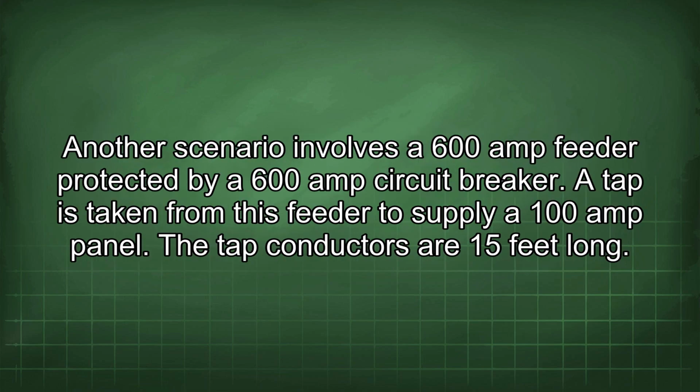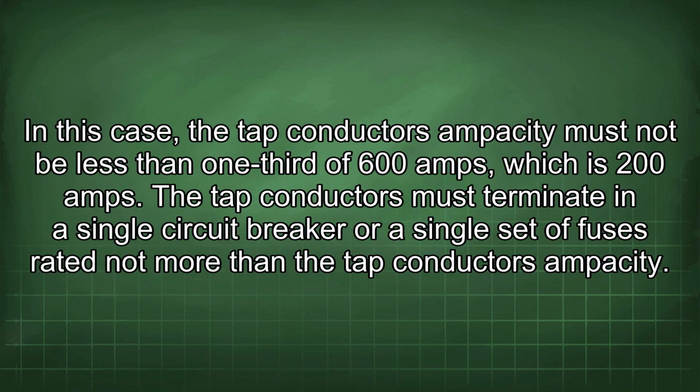Another scenario involves a 600 amp feeder protected by a 600 amp circuit breaker. A tap is taken from this feeder to supply a 100 amp panel. The tap conductors are 15 feet long. In this case, the tap conductor's ampacity must not be less than 1/3 of 600 amps, which is 200 amps.